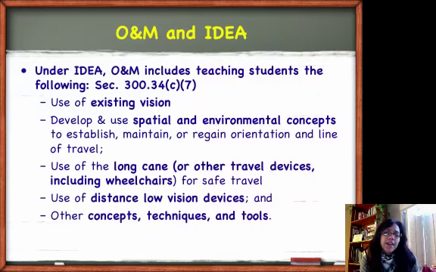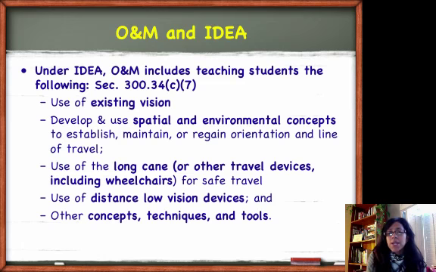Under IDEA, orientation and mobility includes teaching students who are blind or visually impaired the use of existing vision, to develop and use spatial and environmental concepts to establish, maintain, and regain orientation and line of travel. The use of long cane or other travel devices, including wheelchairs, for safe travel. The use of low vision devices, and also other concepts and techniques and tools to be independent.